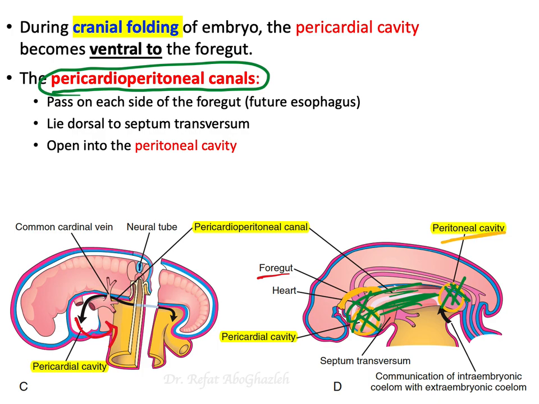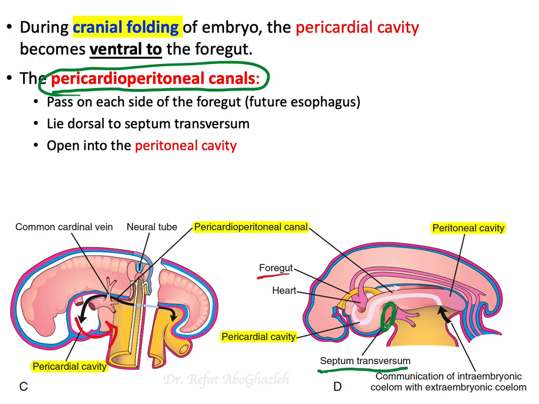So raise it so it's a better view now. So the pericardio-peritoneal canal connects the pericardial to the peritoneal cavities, number one, and it passes on each side of the foregut. Look at the foregut, so one on the right and one on the left, and at the same time, it lies behind the septum transversum. Septum transversum is the primordium of the central tendon of the diaphragm. You know that the diaphragm anteriorly here, the central tendon located there, so this is the primordium, it's from mesoderm, the primordium of the central tendon of the diaphragm.